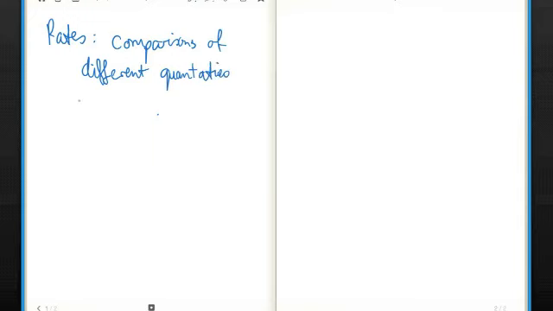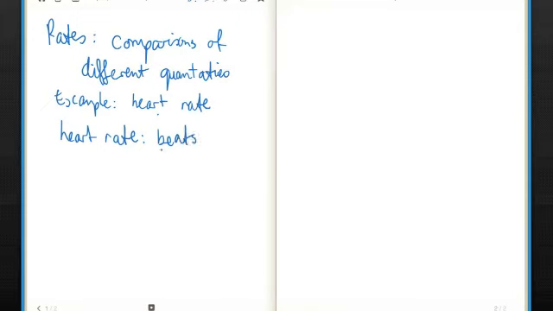An example of a rate would be a heart rate. Okay, so if we're looking at an example, we want to find out a heart rate. Now, we've done this in science, but just to refresh your memory, a heart rate is measured by the amount of beats in a certain time.